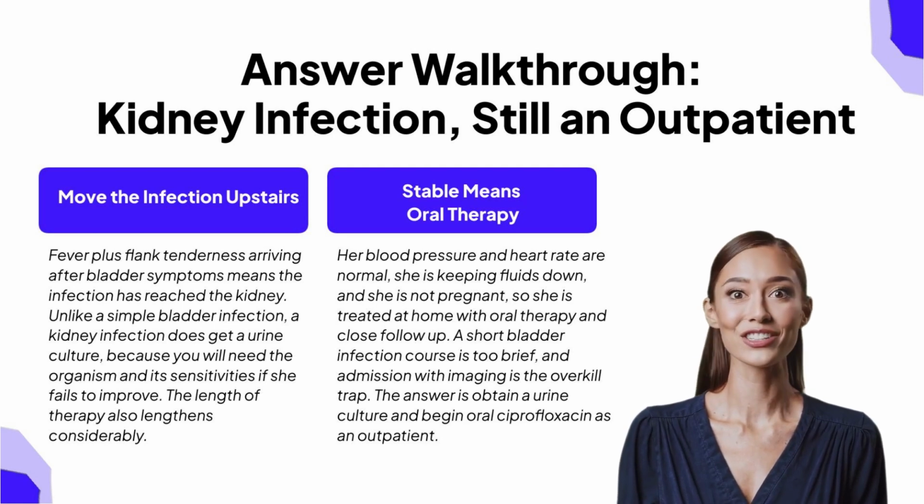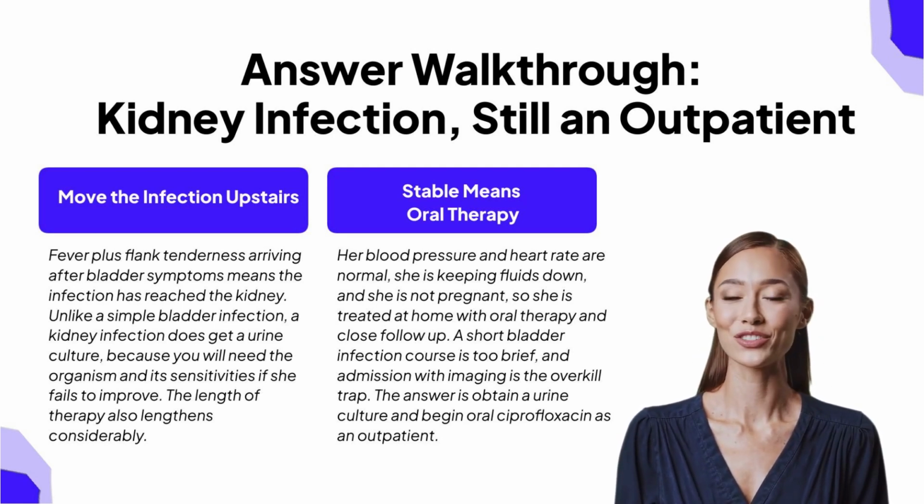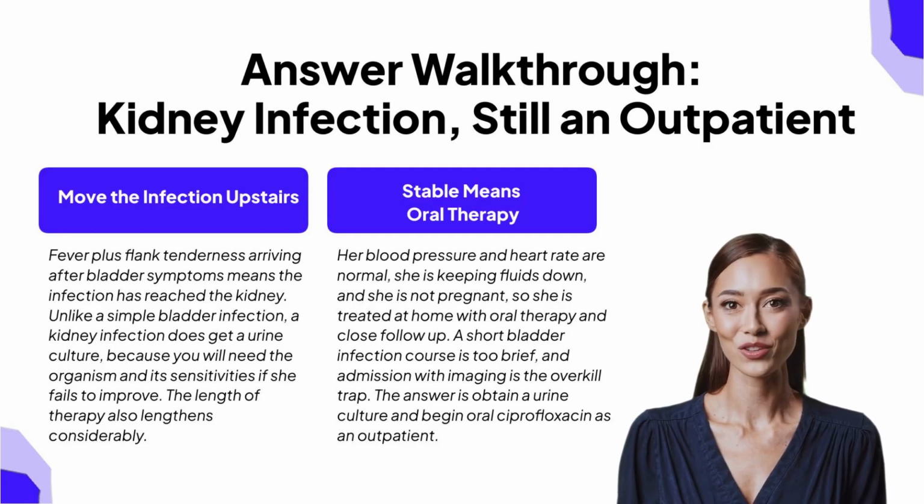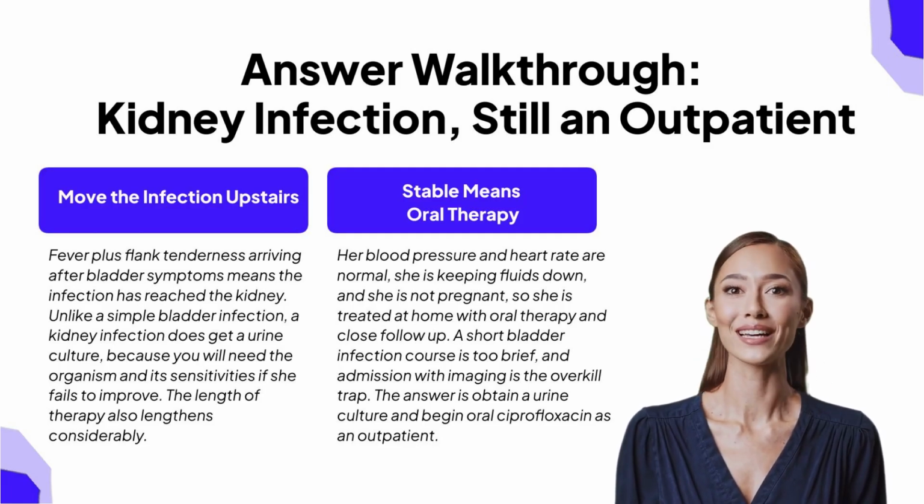Second, stable means oral therapy. Her vitals are normal, she's keeping fluids down, and she's not pregnant, so treat her at home with an oral agent and close follow-up. The correct answer is B, obtain a urine culture and begin oral ciprofloxacin as an outpatient.